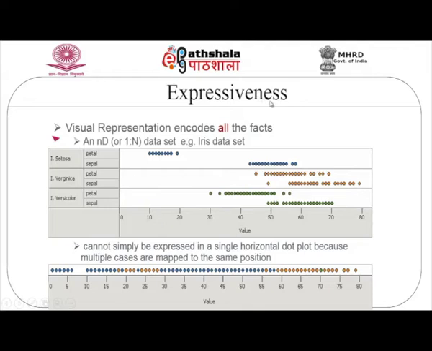So this is an example for expressiveness where the visual representation encodes all the facts. So this is an n-dimensional data set, that is the iris data set, where we have different flowers with petal and sepal values which are represented like this. This cannot simply be expressed as a single horizontal dot plot because there are multiple cases which map to one single value. So it cannot be represented as a single dot plot like this.